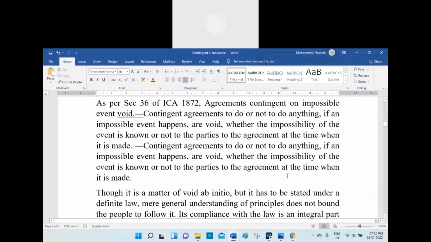So, as per Section 36 of the ICA, that is the Indian Contract Act of 1872, agreements contingent on impossible events are void. See, it is very clearly read. If any contingent event becomes impossible, then it is void. Suppose I sell a pen to you, with the condition that if you write with the pen, you score A+ in all examinations.